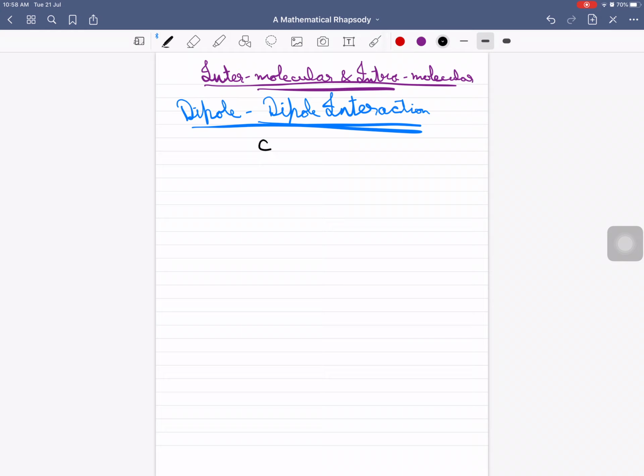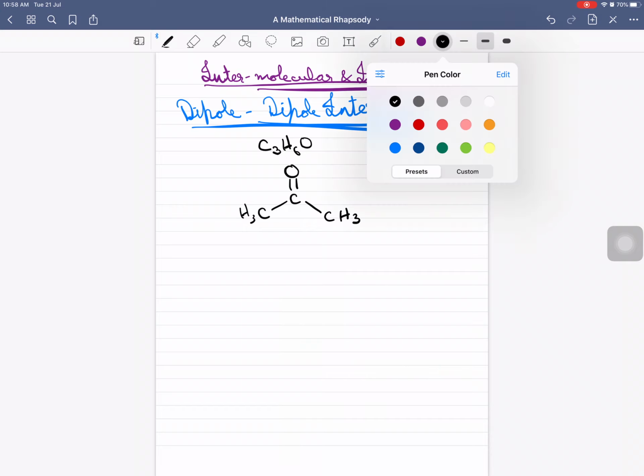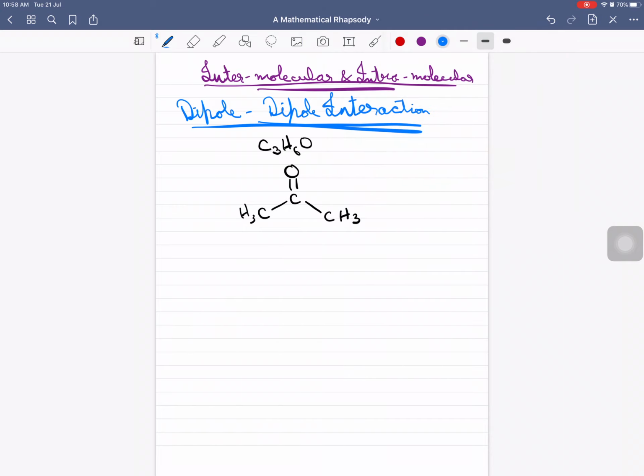This acetone has a formula of C3H6O. Let me just draw that. O is double bonded to carbon, which is again bonded to CH3, and you have CH3. Right. So let's draw another acetone. This is acetone. Let me draw another acetone with the blue. This will be H3C, CH3.